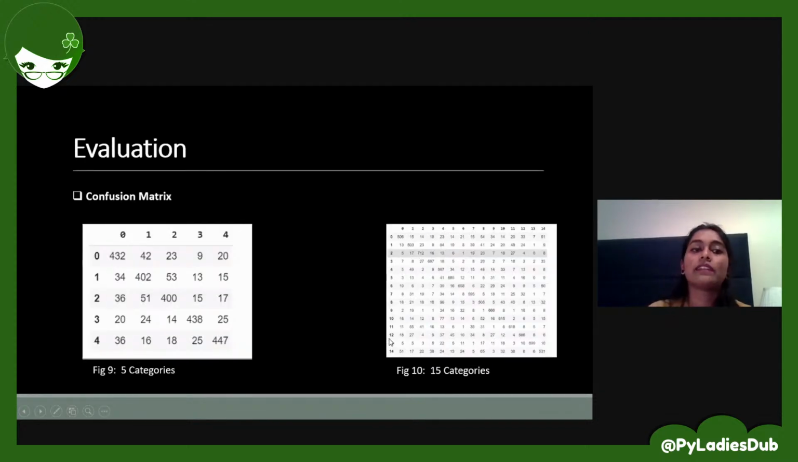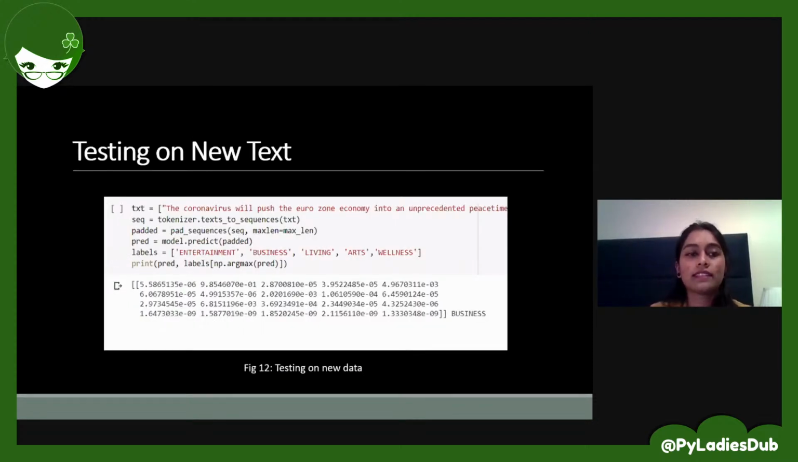For evaluating my model, I applied a confusion matrix for 5 categories and 15 categories. After applying the confusion matrix, I came to the conclusion that 15 categories work much better than 5 categories in terms of accuracy, and also in terms of performance. And this is a demo of the testing which I applied.